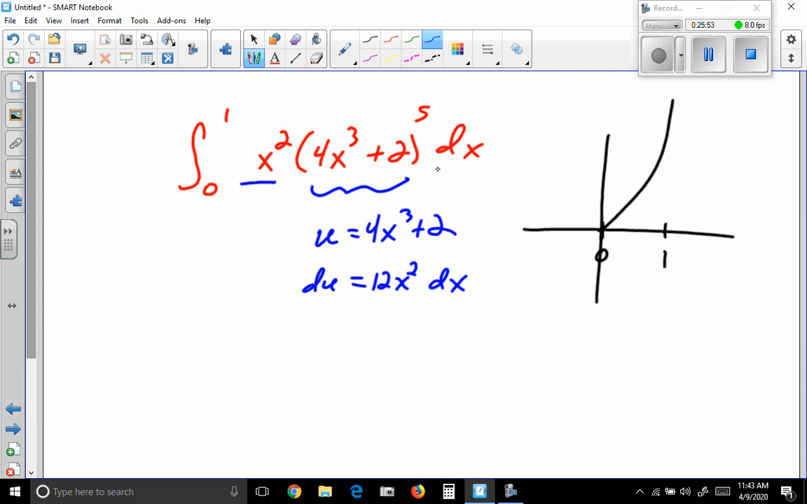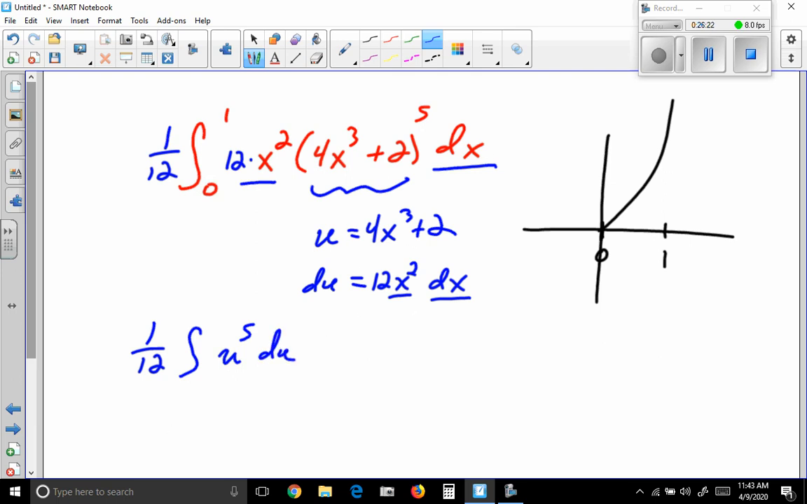Notice this is almost du. That gets our x squared and our dx. We just need to multiply the x squared by 12. If we multiply by 12 there, we can divide by 12 on the outside. So we can call this 1/12 the integral of this part, which is u to the fifth. This and that are du.